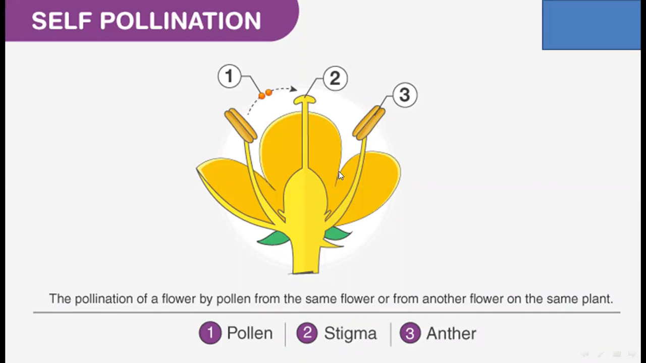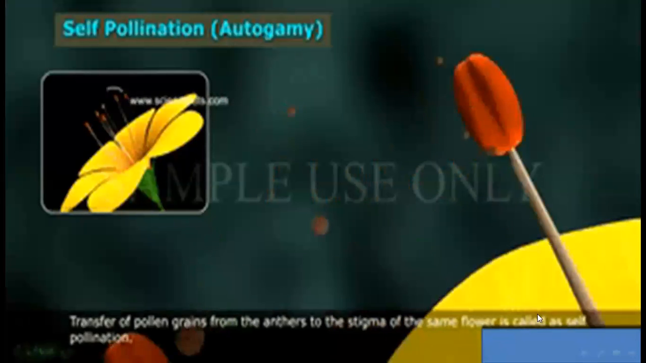Self-pollination is the pollination of a flower by pollen grain from the same flower or from another flower on the same plant. It is called self-pollination.